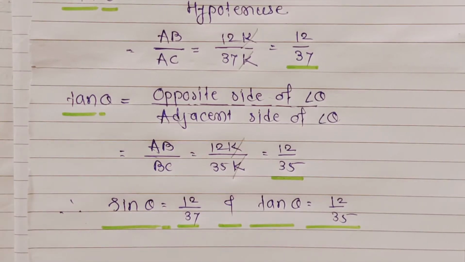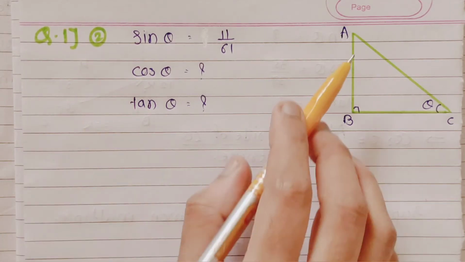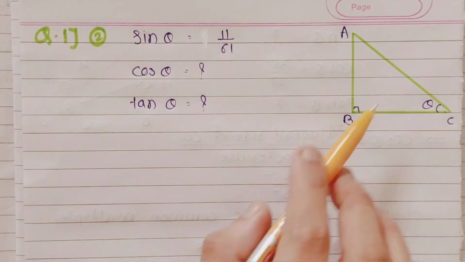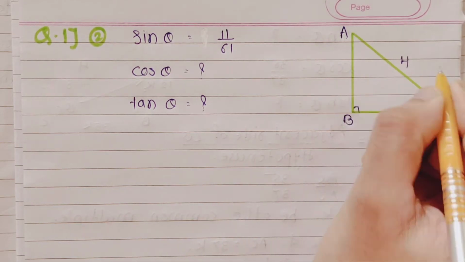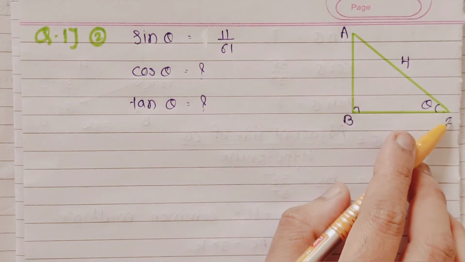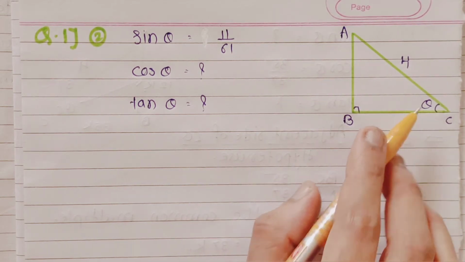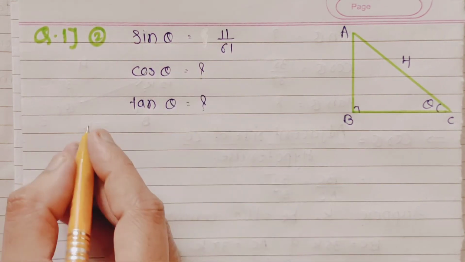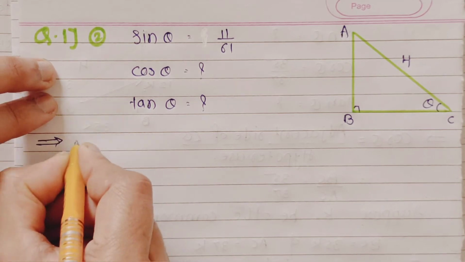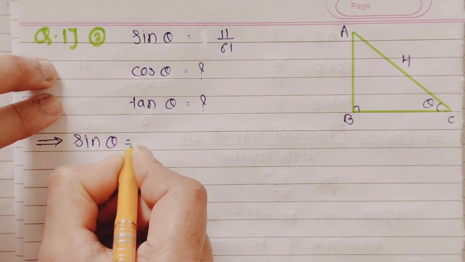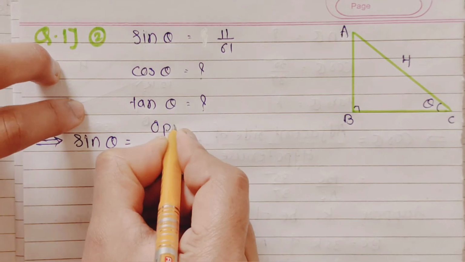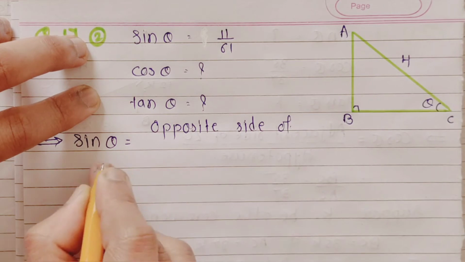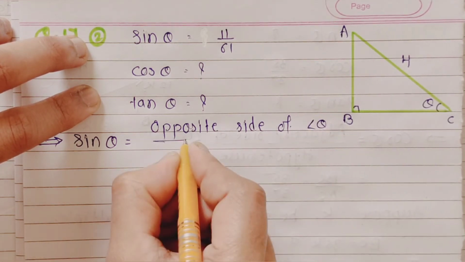Then next example. Second example, in triangle ABC, measure angle B is equal to 90 degree. That means the side opposite to 90 degree is nothing but the hypotenuse. That means in this triangle, AC is the hypotenuse and angle C is equal to theta. So given information is sin theta is equal to 11 upon 61. So we can write sin theta, we know the sin ratio, it is opposite side of angle theta upon hypotenuse.